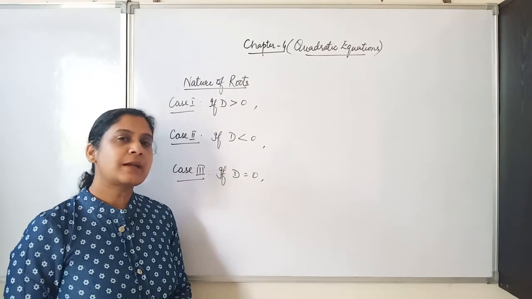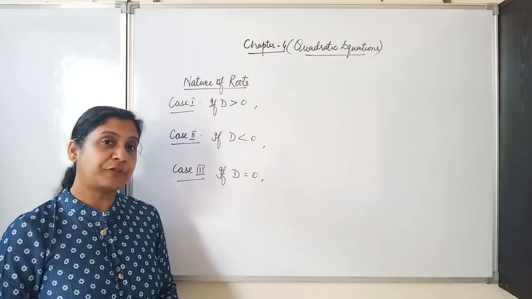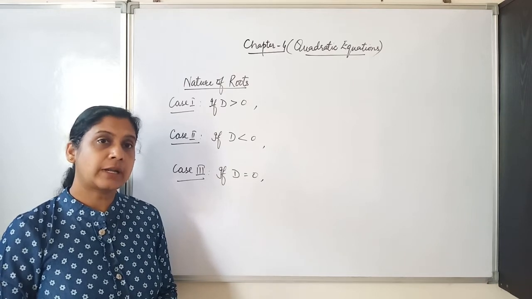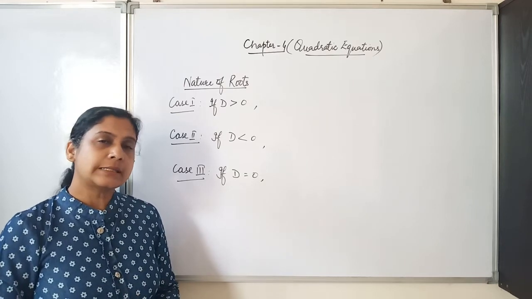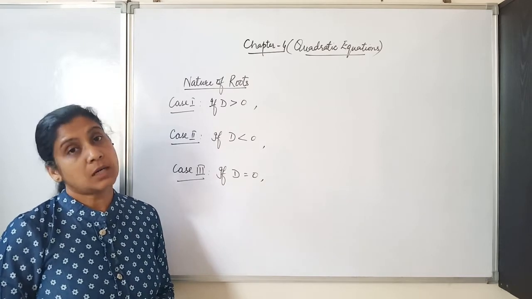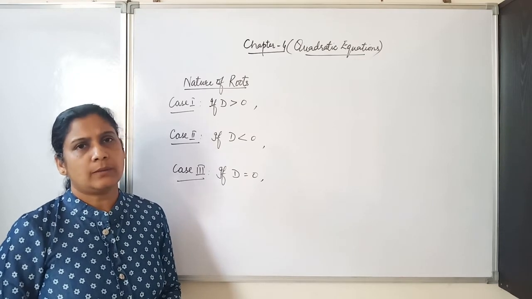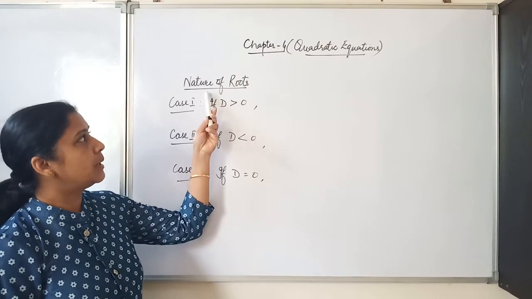So in all the three examples we have seen, in the first part, roots were real and different. Different, that is distinct. They were having different values. In the second part, we have seen there are no real roots. And in the third part, we have just seen that the roots are real and equal. They are getting equal values. It means there is some topic, nature of roots.